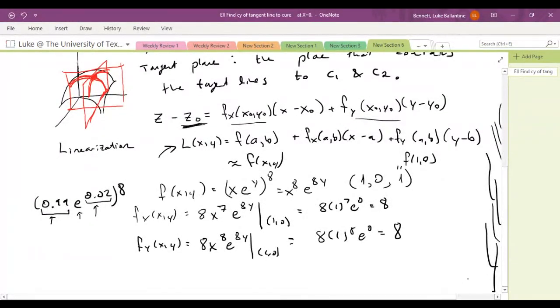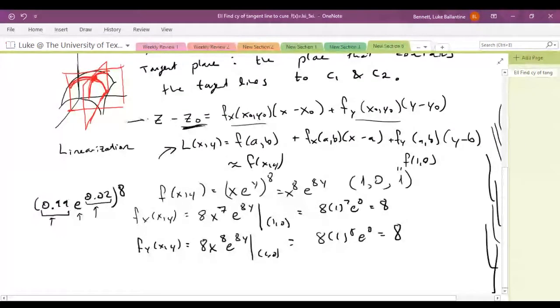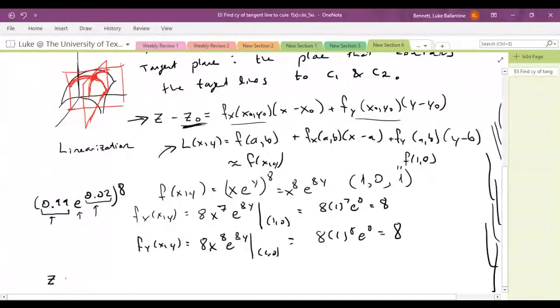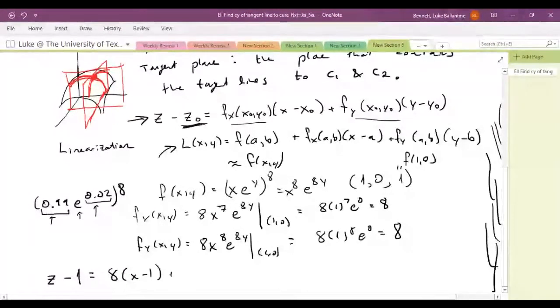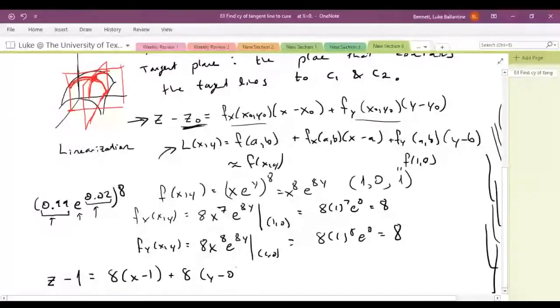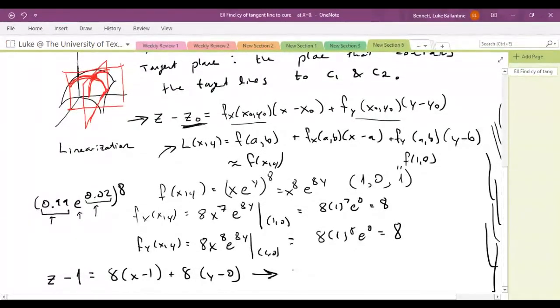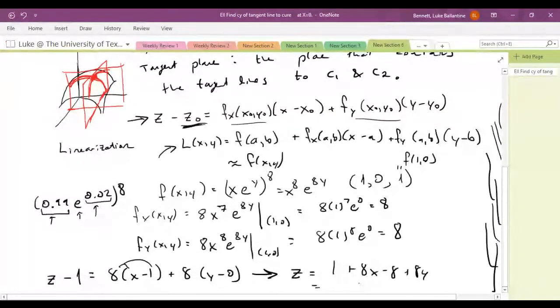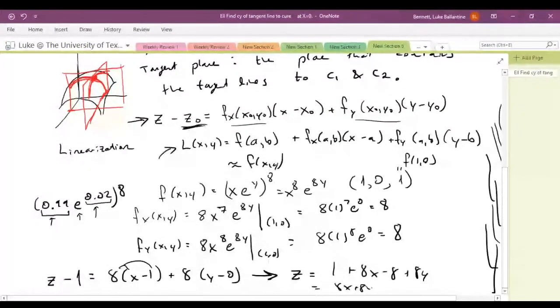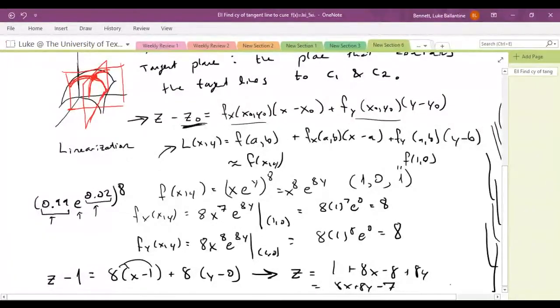Now we have everything we need. So I'm going to use the tangent plane formula. We have z minus z naught, which is 1, is equal to 8 times x minus 1 plus 8 times y minus 0. So this gives us z is equal to 1 plus 8x minus 8 plus 8y. So z is equal to 8x plus 8y minus 7.